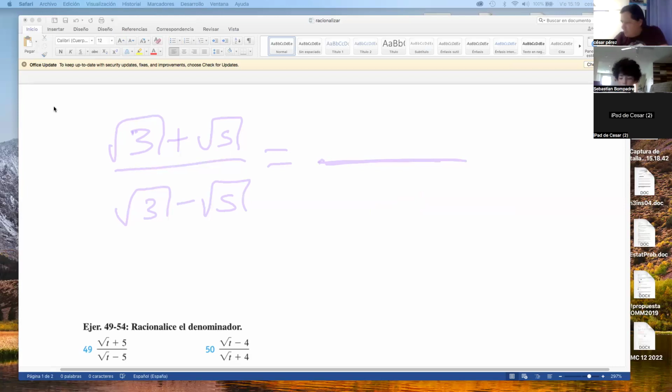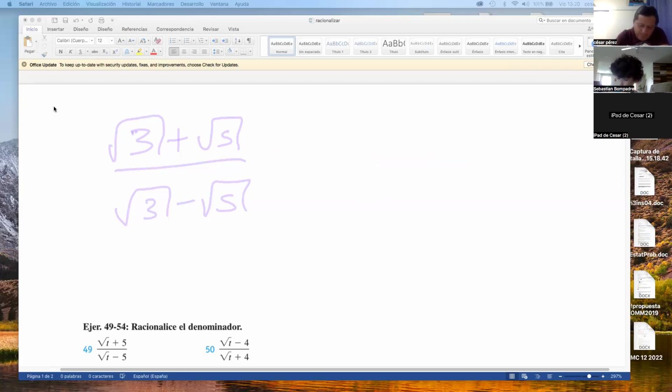The fraction, the denominator is the square root of 3 minus the square root of 5, but the square root of 5 is bigger than the square root of 3. Okay. You're saying that it's the square root of 3 minus the square root of 5? No. Okay.